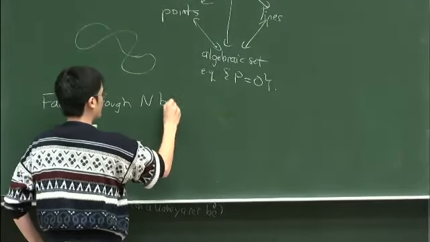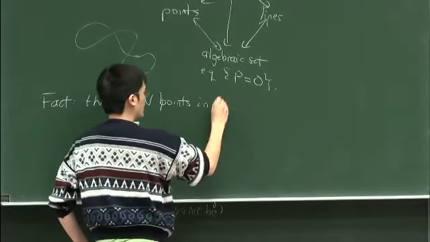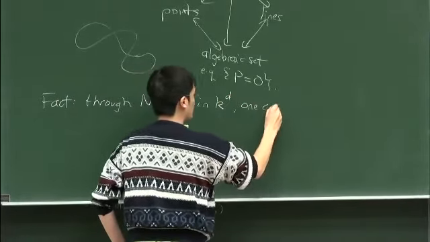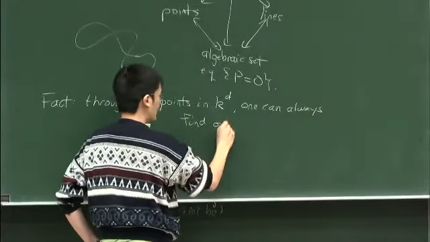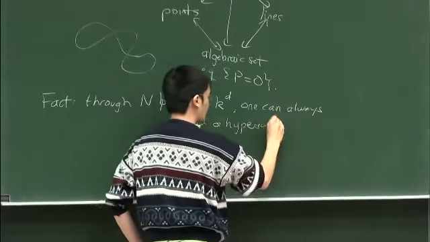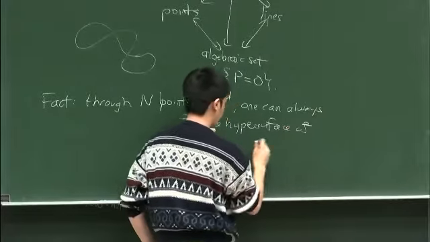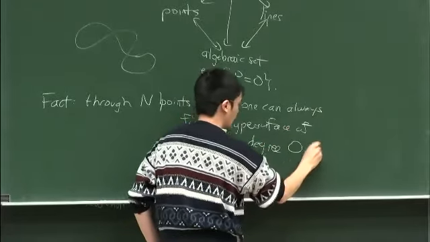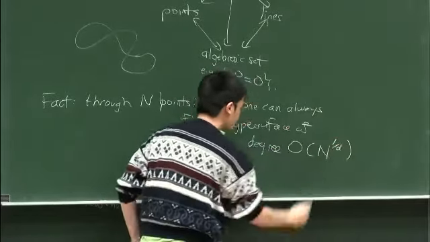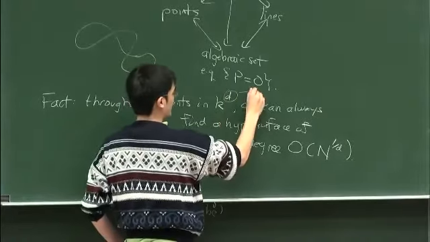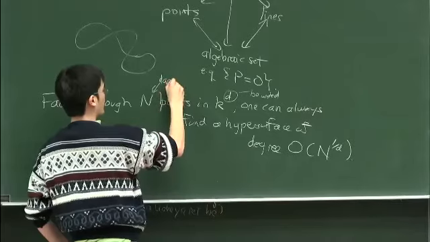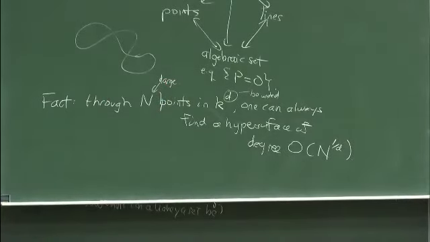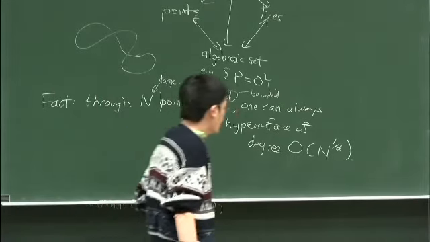through n points in K^d, one can always find a hypersurface of degree about n^(1/d). Okay, so you should think of d as fixed, as bounded, and n is large. This is the case we really care about. So if you have n points in the plane, you can find a curve of degree about square root n that goes through them. And this is very easy to show.